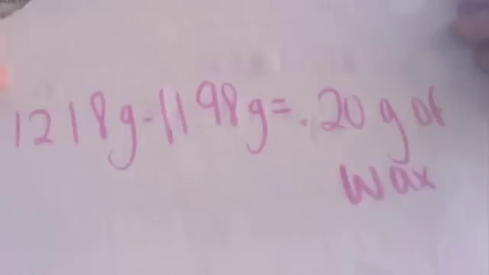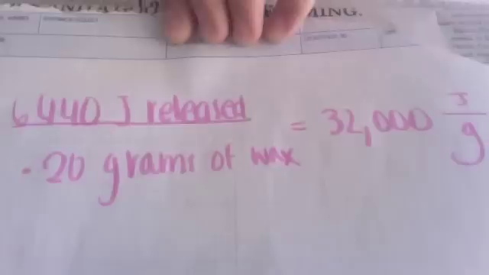Number 4. Calculate the total mass of paraffin wax burned. To do this, we take the initial mass of the candle, which was 12.18 grams, and subtract 11.98 grams, which was our remaining mass, which equals 0.20 grams of wax, which is how much was burned. Number 5. Calculate the heat of combustion of paraffin expressed in units of joules per gram of paraffin. To do this, you take 6,440 joules, which is our energy, and put it over 0.20 grams of wax, which is the total mass of wax burned, which equals 32,000 joules per gram. This is the heat of combustion.